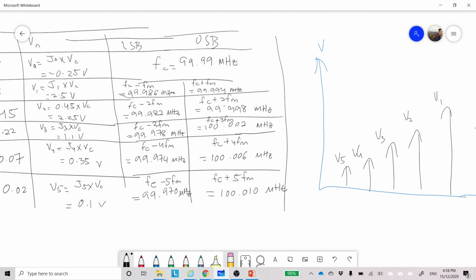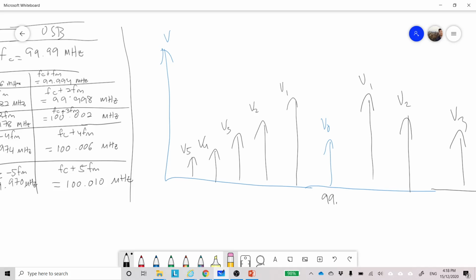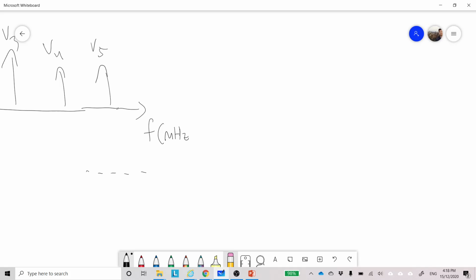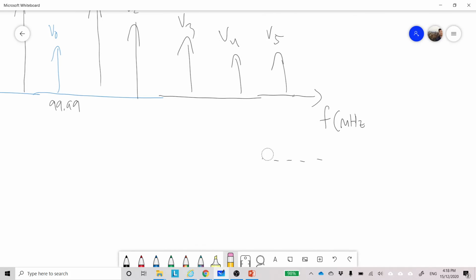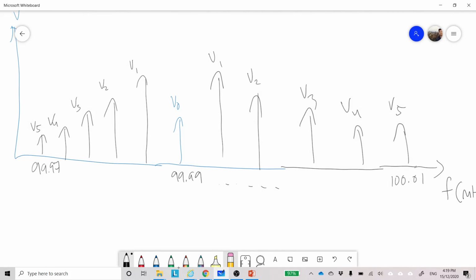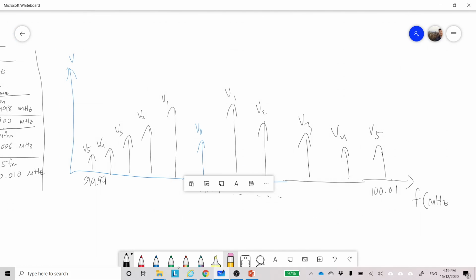Okay. So you need to insert, you need to label the frequency and also the amplitude. Okay. So di sini adalah 99.99. Okay, sehinggalah di sini adalah 99.97. Okay. Di sini adalah 100.01. So saya cadang you label setiap ni. You kena labelkan dia. So you need to label all of these, okay, sehingga 100.01 MHz. Okay. So dapatlah complete amplitude spectrum seperti ini. Okay. So ini you kena labelkanlah dia.